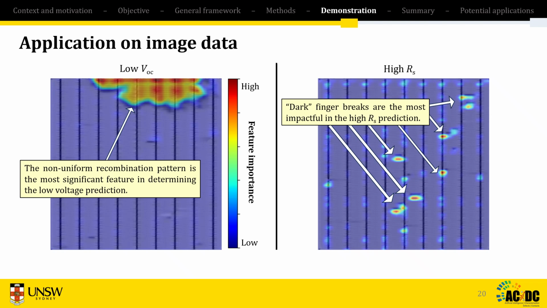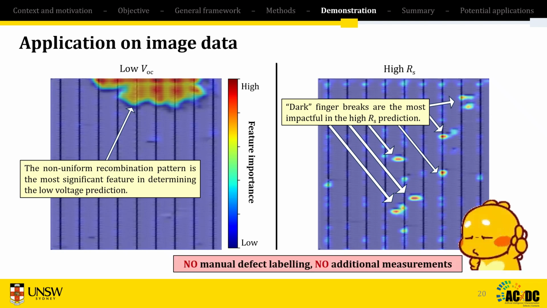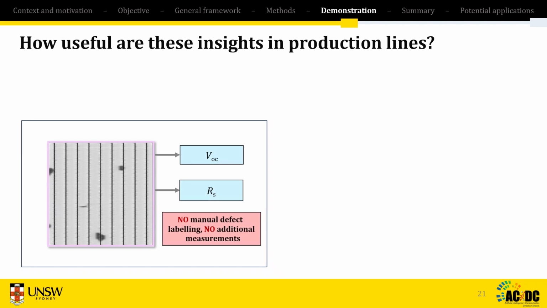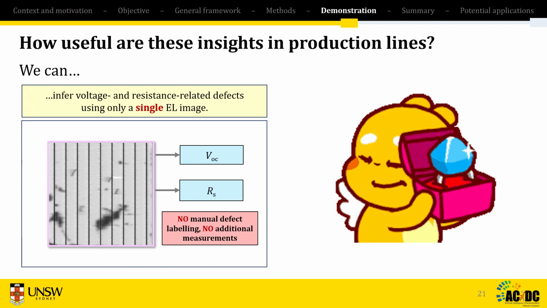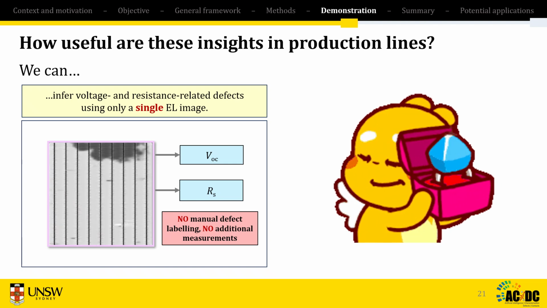And note that our models learned these patterns independently, and we didn't need to do any manual defect labeling nor additional measurements to generate these maps. So by being able to understand the correlations between the different image features and the global VOC and RS, we can infer voltage and resistance related defects using only a single EL image. And this capability can be highly valuable in solar cell production.